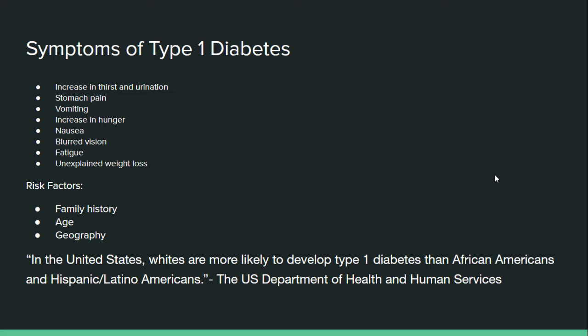Symptoms of type 1 diabetes include increase in thirst and urination, stomach pain, vomiting, increase in hunger, nausea, blurred vision, fatigue, and unexplained weight loss. Some risk factors include family history, age, and geography. And according to the U.S. Department of Health and Human Services, in the United States, white individuals are more likely to develop type 1 diabetes than African American or Hispanic/Latino Americans.